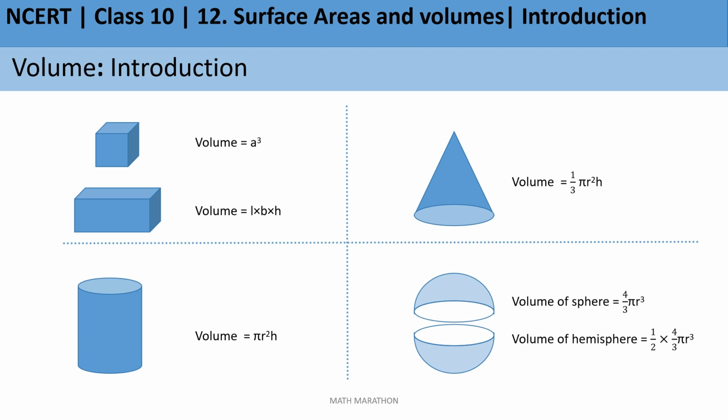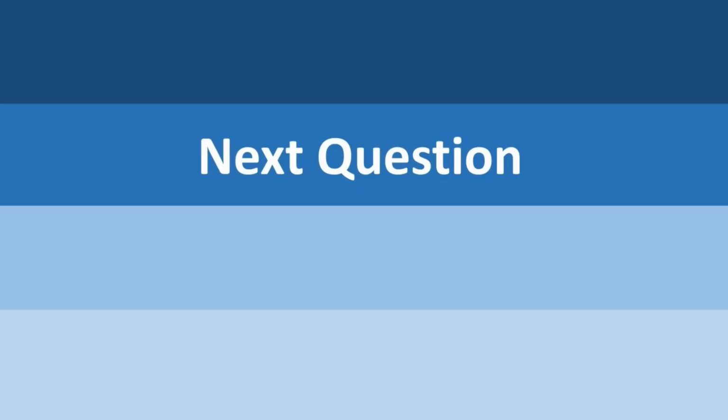Volume of cone is 1 by 3 pi r square h. R is radius of cone. H is height of cone. Volume of sphere is 4 by 3 pi r cube. Volume of hemisphere is half of 4 by 3 pi r cube. Let us see next question.